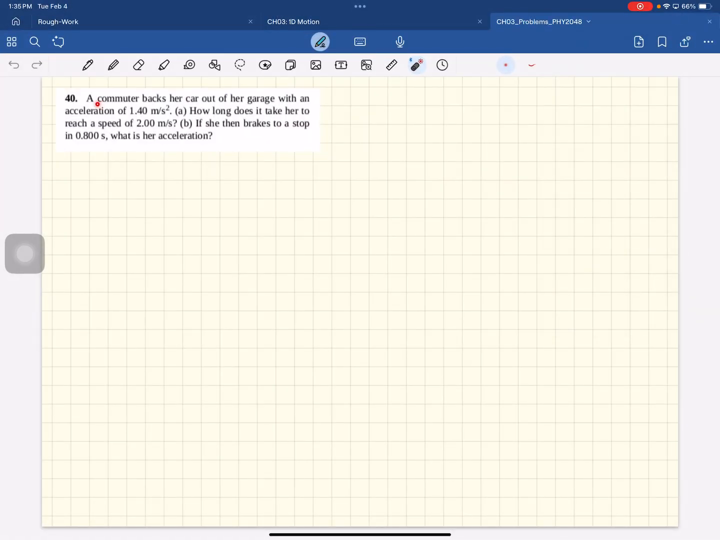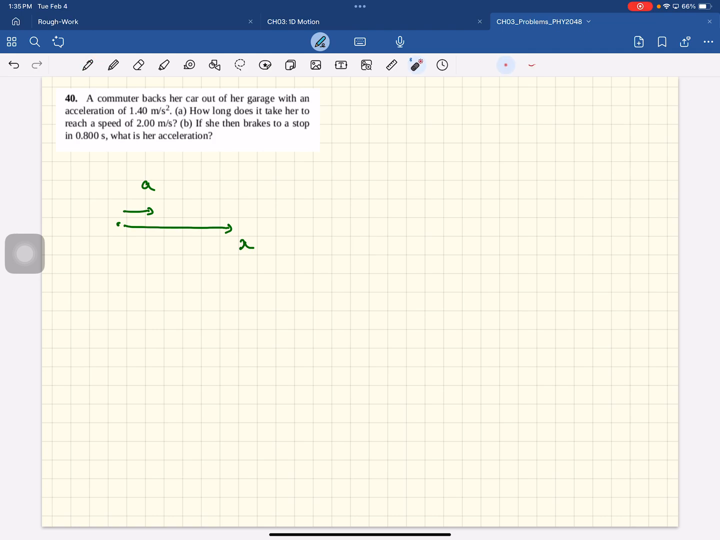Okay, this problem says a commuter backs her car out of her garage with an acceleration of 1.4 meters per second squared. How long does it take her to reach a speed of 2 meters per second? So when you're in the garage, you start off at rest. Okay. So let's say you're at the garage and that's the direction, and you accelerate in this direction.